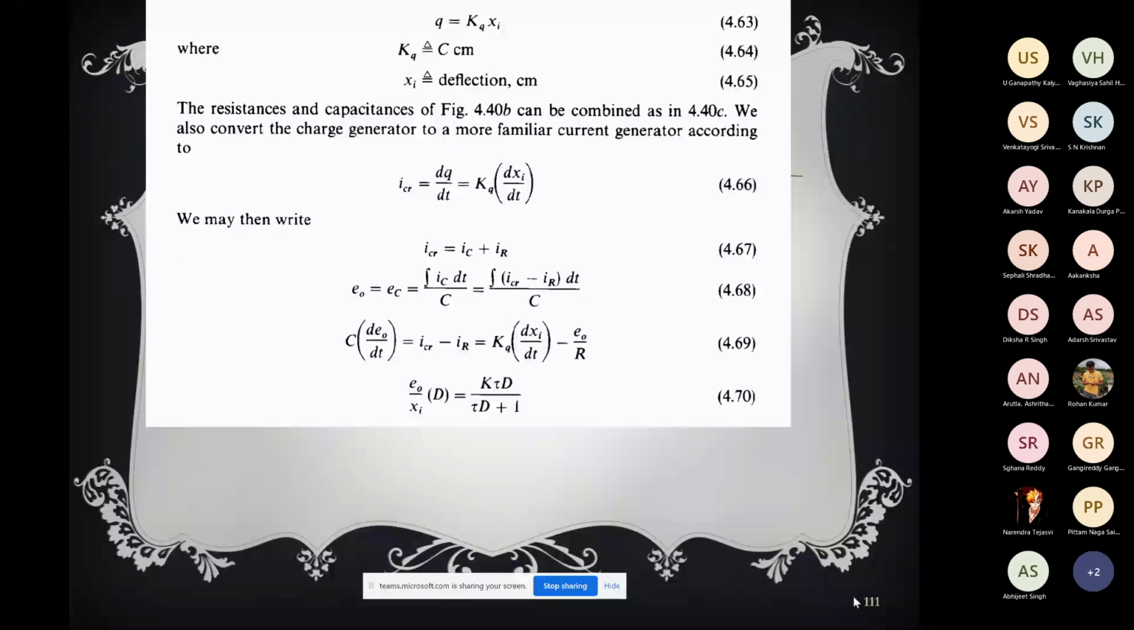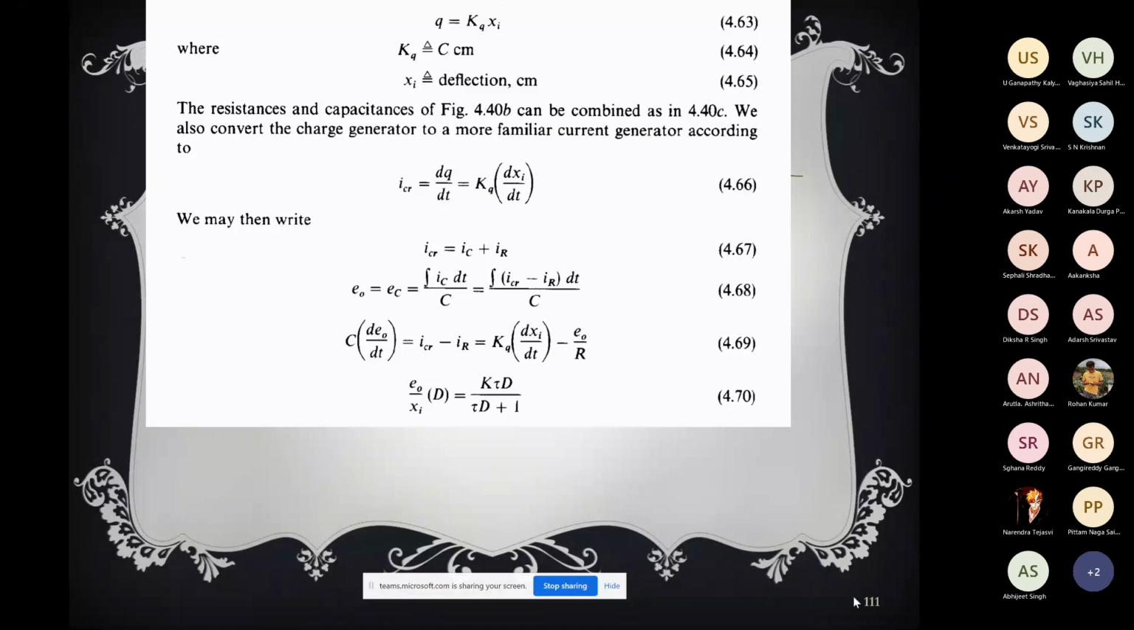So if you see E0 by Xi, which is a function of S, definitely you will get K tau S by tau S plus 1, where K will be equal to KQ by C and tau will be equal to RC. You can write this as equation 4.69, very simple.